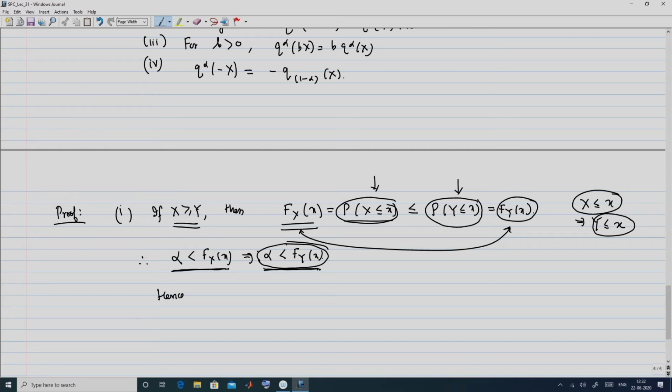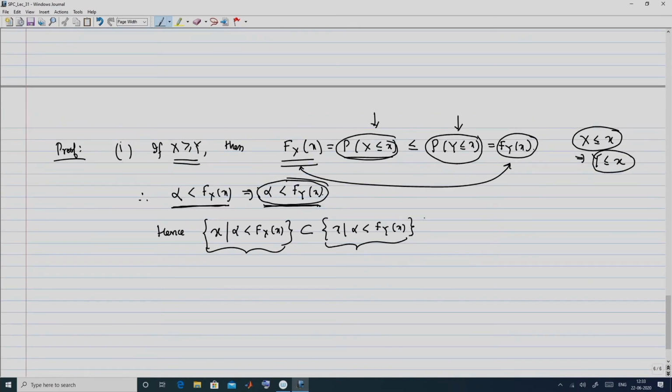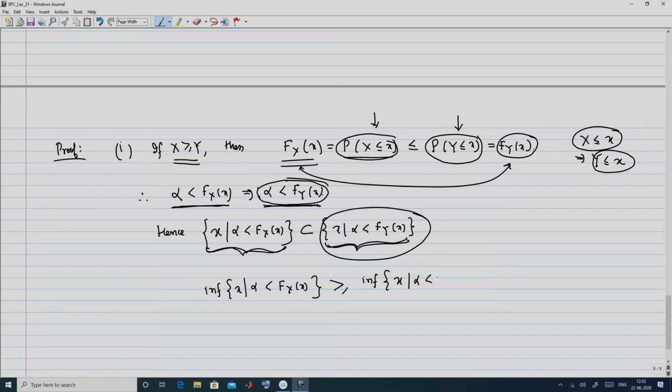So, hence what do you have? The set of all x such that alpha is less than f x of x must be a subset of all those x such that alpha is less than f y of x. Since this contains more values of x, the infimum of all those x such that alpha is less than f x of x, the smallest x satisfying this condition, must be greater than or equal to the smallest x which satisfies the other condition, that is the infimum of x such that alpha is less than f y of x, simply because this contains more values of x.